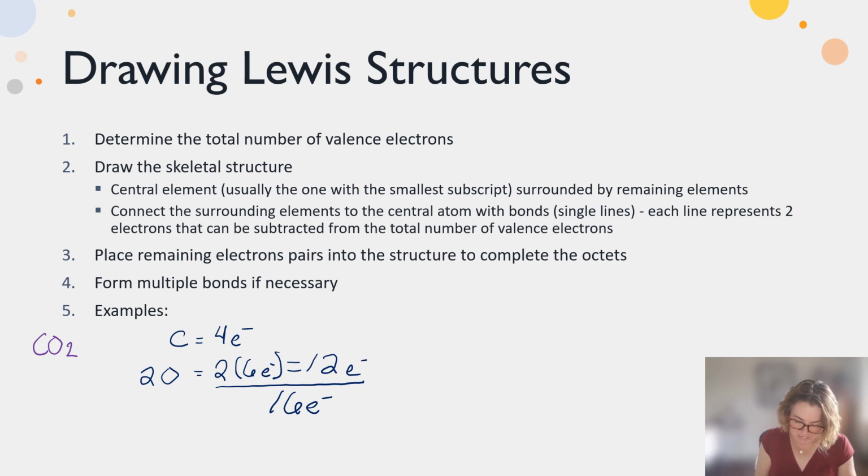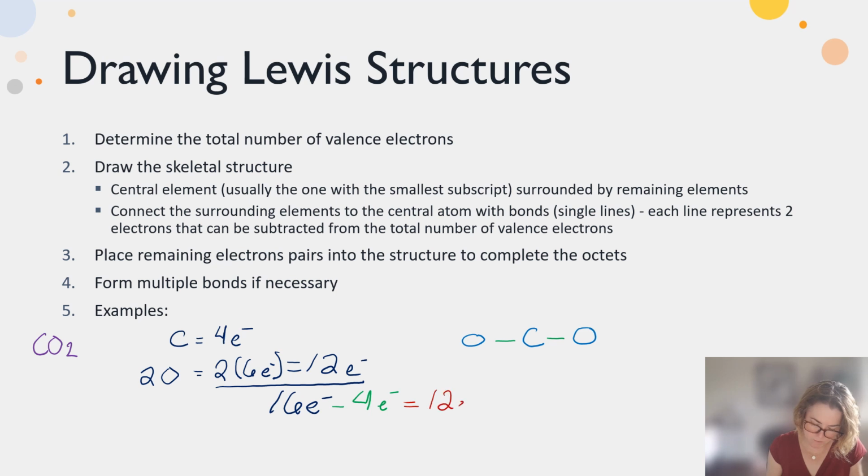All right, the next thing I have to do is to figure out what atom goes in the middle. Since I only have 1 carbon, I'm going to put carbon in the middle and put each of my oxygens surrounding the carbon. And then I connect my carbon to my oxygens. Remember that the single bonds use 2 electrons. I've put 2 single bonds in there, so I have used 4 electrons, which means that I have 12 electrons left to go into the structure.